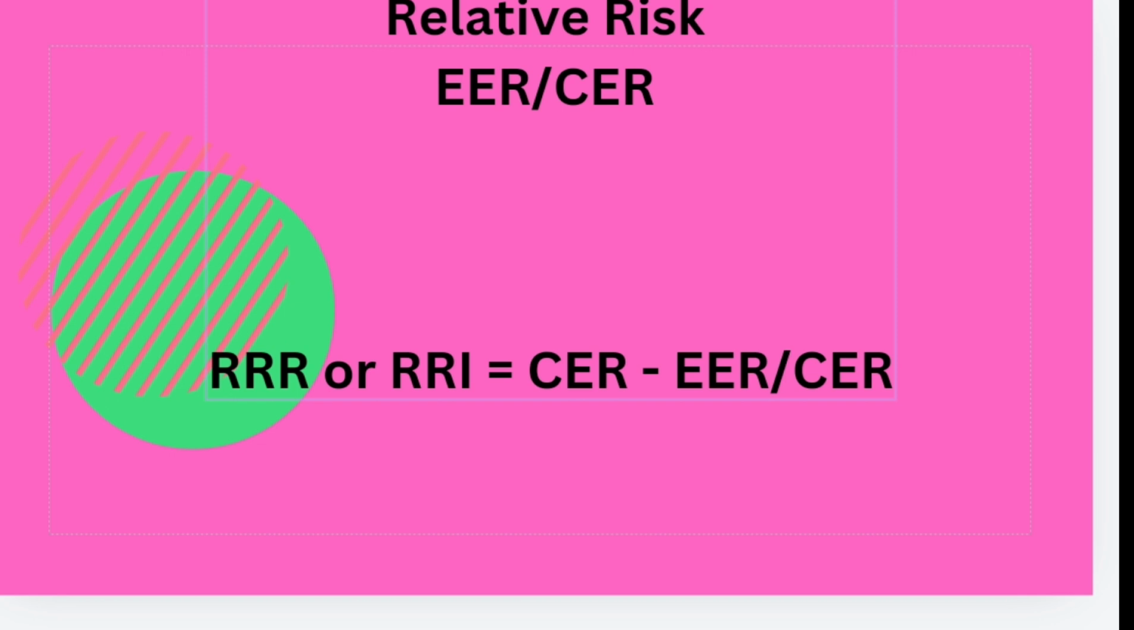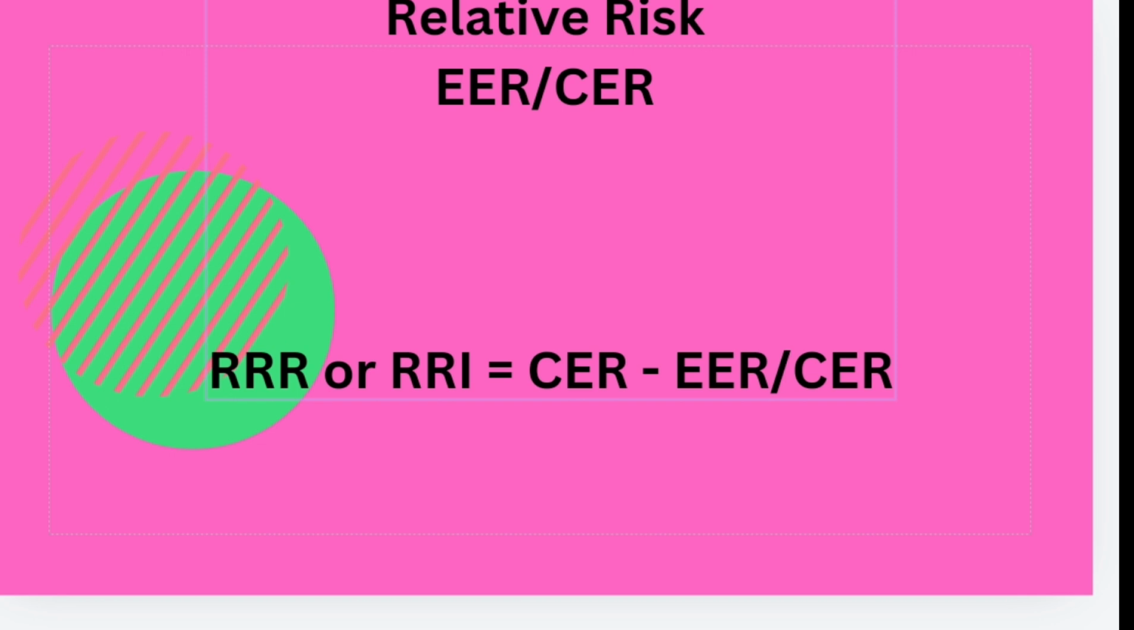Relative risk is calculated by experimental event rate divided by control event rate. And relative risk reduction or increase is calculated by control event rate minus experimental event rate divided by control event rate. Now let's take an example. We will explain it with the help of an example.